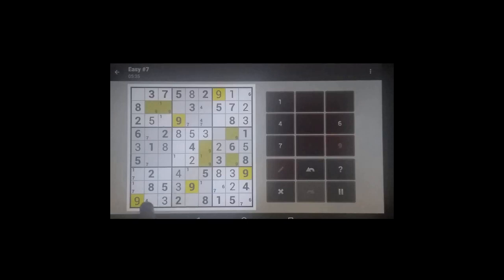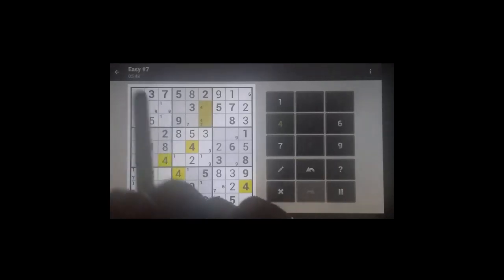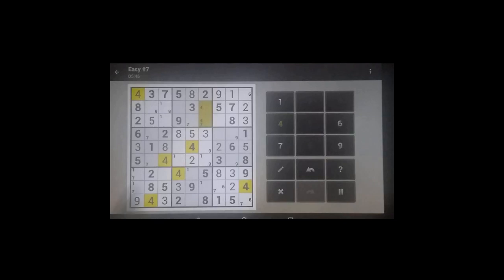Also, this 9 just made that 4 definitive, which now clears that column and means that 4 has to be there. Now both of those columns are done, and that 4 has to be there. Now that's blocked that, so that 4 has to be there, that one has to be there, and this one has to be in this column, but not here, so there. We'll go back to the 6s.